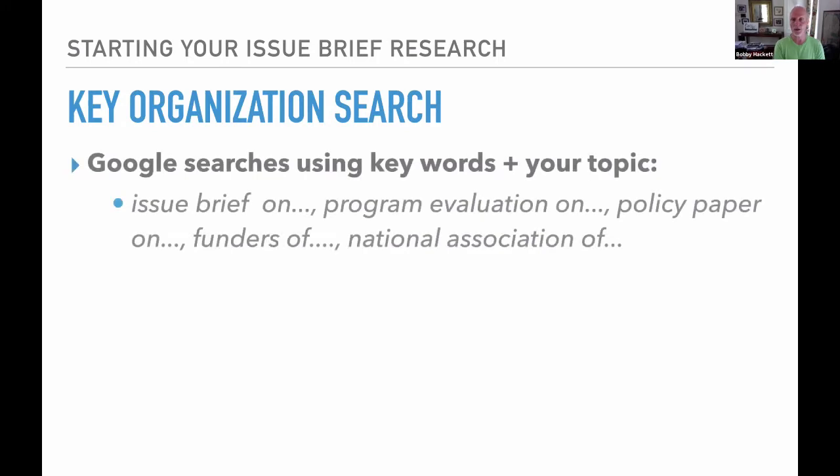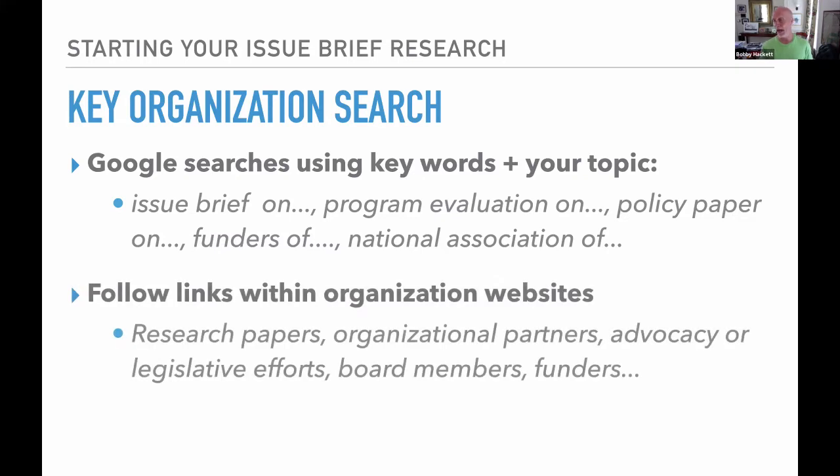Now, doing that search, one of the ways to do it is to type some keywords along with your topic, right? Some keywords might be issue brief on or research brief on police reform, program evaluations of police reform. You don't have to even have the preposition: program evaluation police reform. Policy paper, funders, National Association of. So just put those keywords in there too, not just the organization, not just the topic title, but some of these additional words that will trigger a better response from Google or whatever search engine you use.